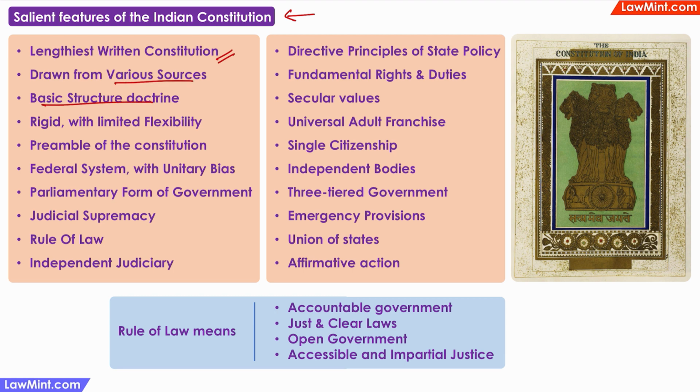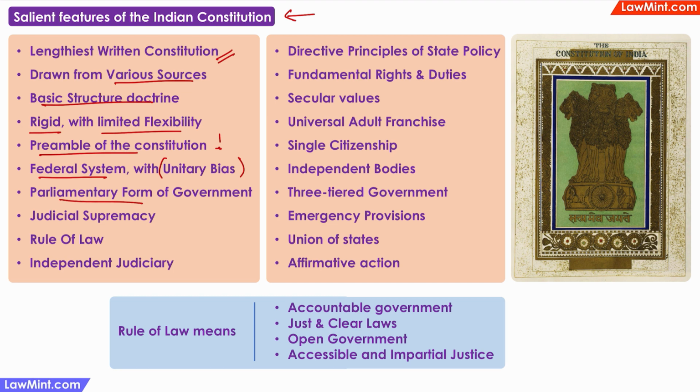There is a basic structure doctrine that is followed in the Constitution, which means that some aspects are rigid with limited flexibility and some features are flexible. And the Preamble of the Constitution, which essentially provides the basic structure, makes it quite unique. It follows a federal system where the power is shared between the center and the states with a unitary bias, which means that to a certain degree the center will still have more power than the states.